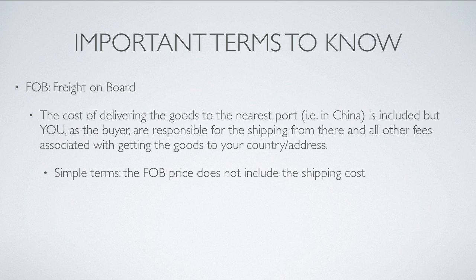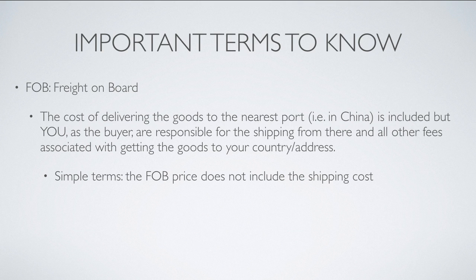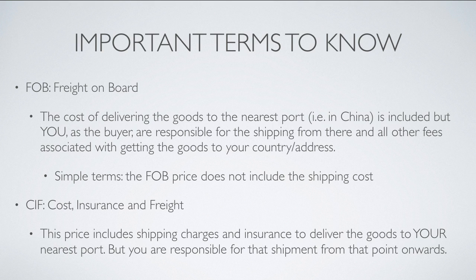Okay, the shipping cost you have to request from the supplier, and you have to add that unit shipping cost to the FOB unit price to get the total unit cost of the product from that supplier. Okay. The second term that you need to know with regards to price or cost is CIF, cost, insurance, and freight. This price includes shipping charges and insurance to deliver the goods to your nearest port, but you are responsible for that shipment from that point onwards.